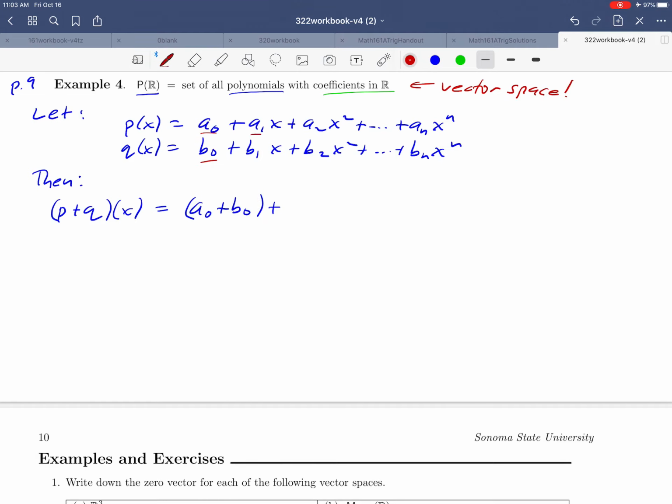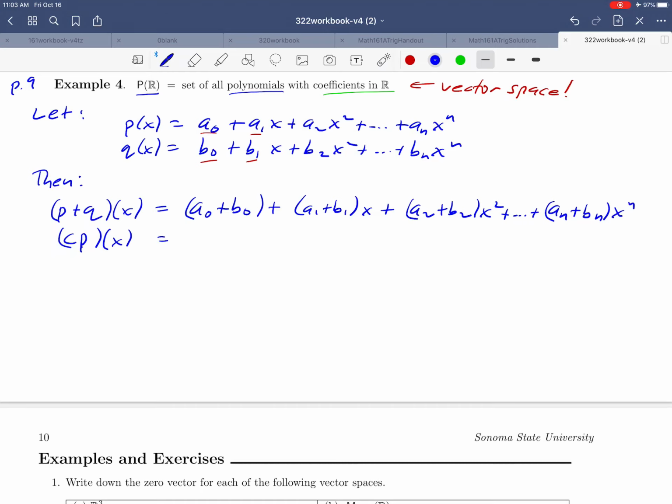And then we'd take a1 and b1, add those together and get a1 plus b1 times x, and just keep adding these together component-wise. a2 plus b2 times x squared and so on, until we get to an plus bn times x to the n. There's our definition of the sum of those two polynomials. And then what about cp? Taking that polynomial and multiplying it by a scalar c.